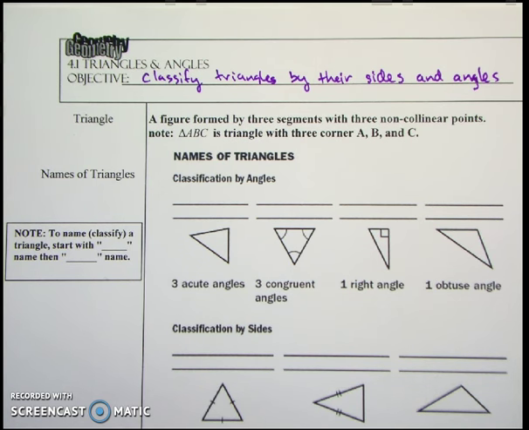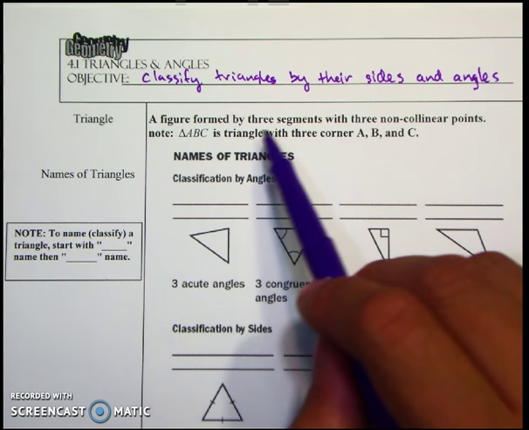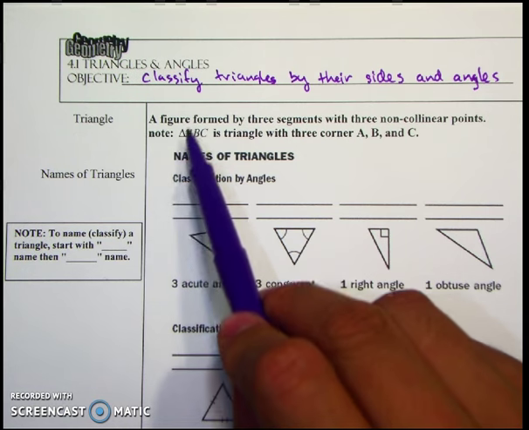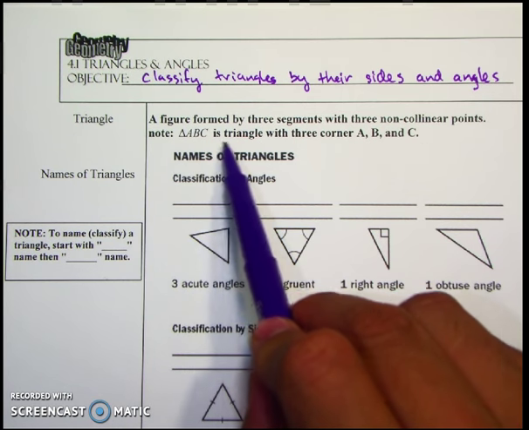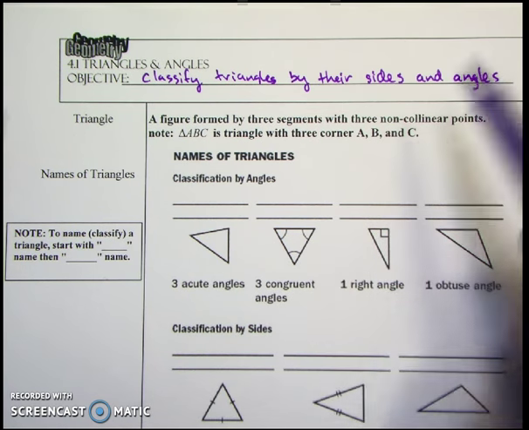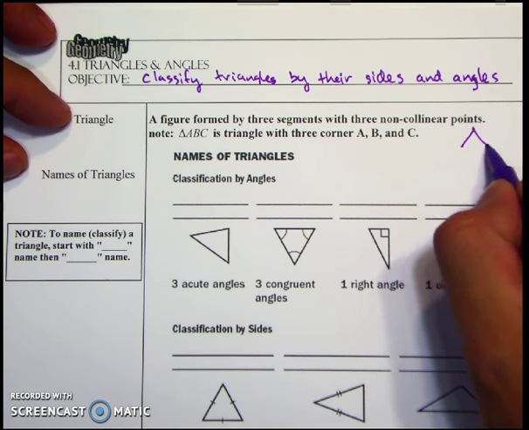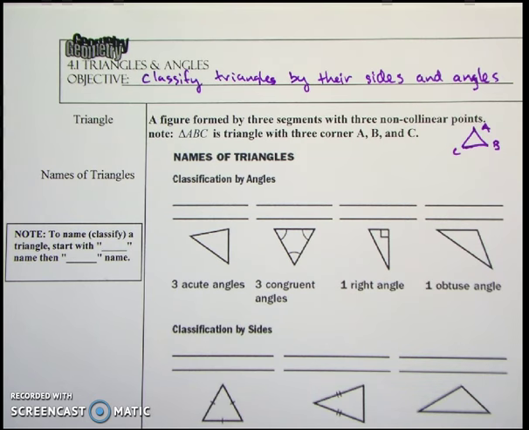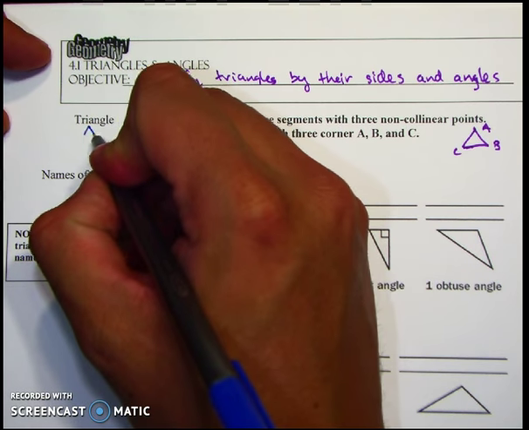Okay. So first and foremost, a triangle is a figure formed by three segments with three non-collinear points. So for example, triangle ABC is a triangle with three corners A, B, C. If you want, you can draw a rough sketch. A, B, C. That's a triangle. Also notice that the symbol for a triangle is just a small shape like this.